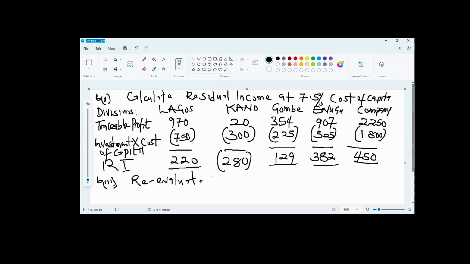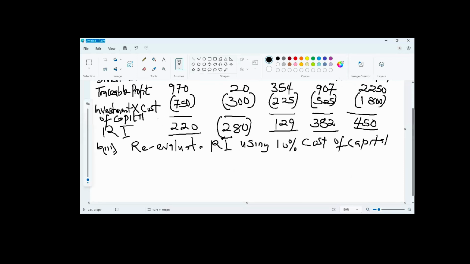Evaluate residual income using 10% cost of capital. The only thing that will change is our notional interest. We'll come here, our division: Lagos, Kano, Gombe, Enugu, then company as a whole.